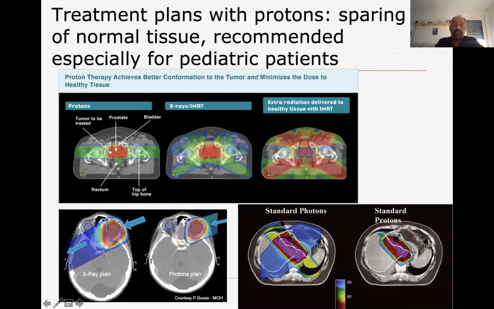And another advantage of protons is that protons stop while X-rays don't stop. So unavoidably, you see also for this ocular tumor, you will have a tail of dose here in IMRT, but protons stop. Also here you see the difference between photons and protons. Protons stop, so they don't have this tail behind the target.